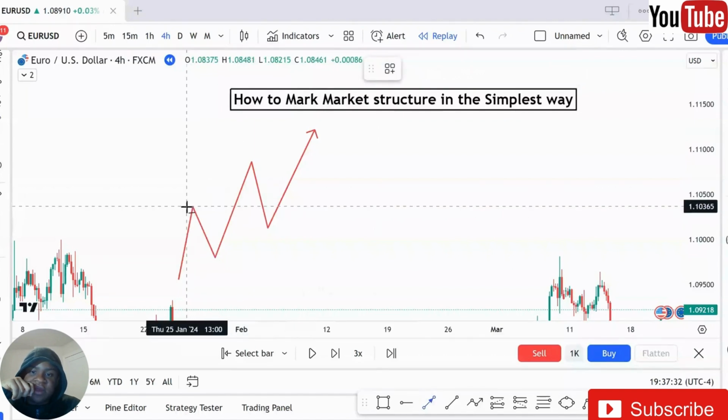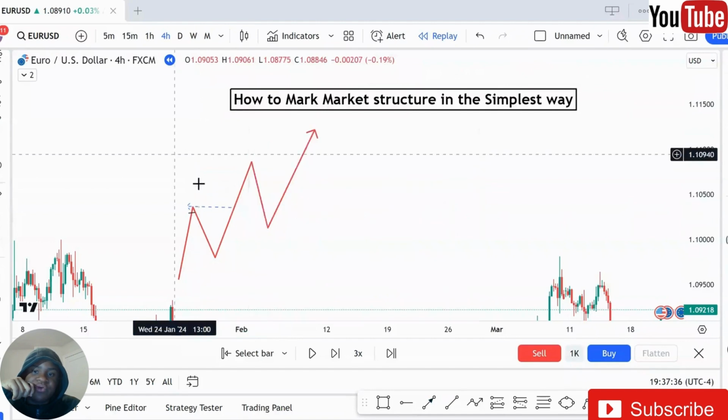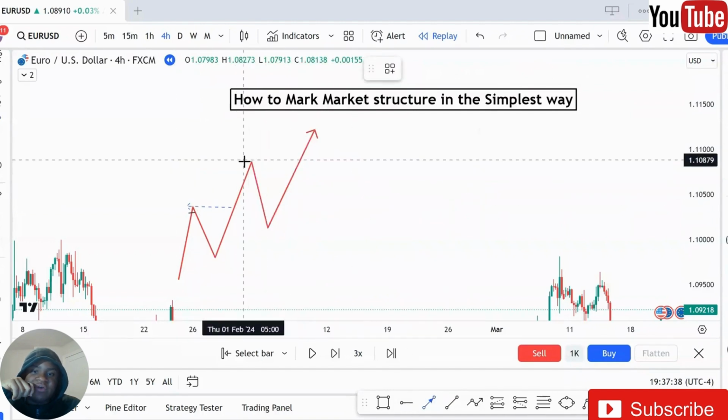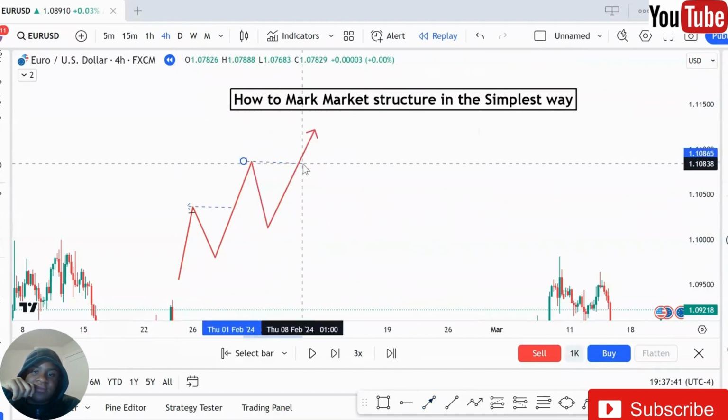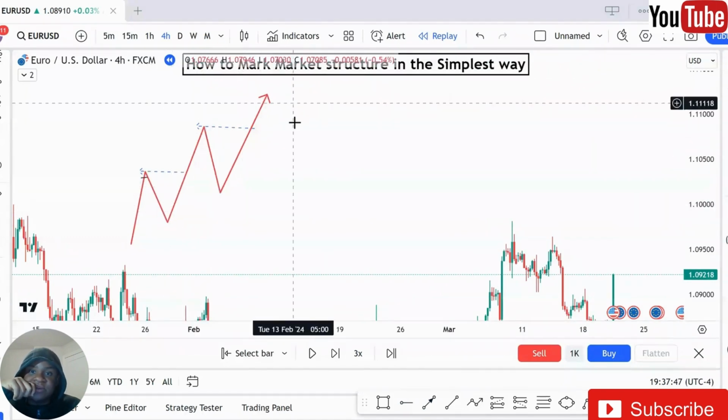So we have a break of structure here. We have a break of structure here. We have another break of structure here, as what the bullish momentum break of structure. This is what we are seeing with our eyes, right?